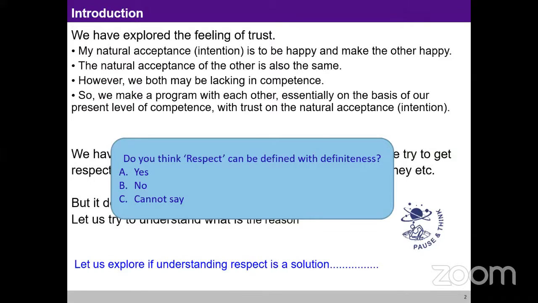Can we talk about it? What do you think? Can we define it? Can we discuss it with some definiteness or no? Yes or no? So we are getting more of no's, some yeses.